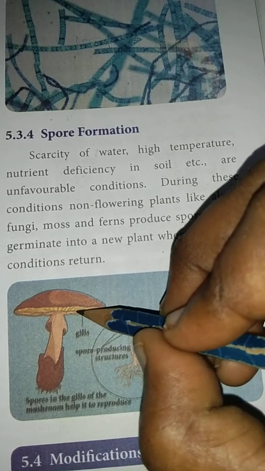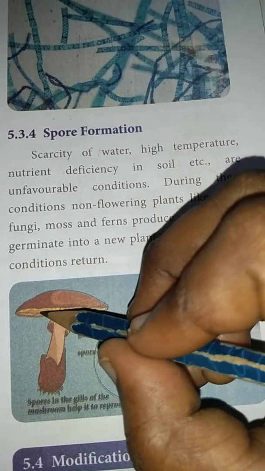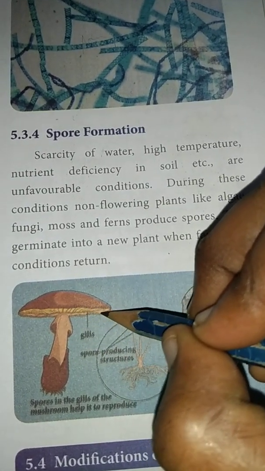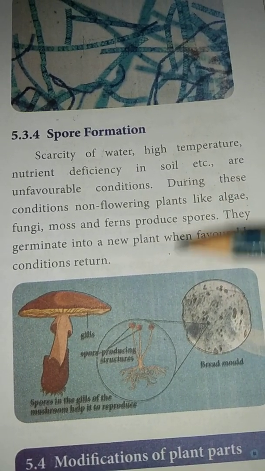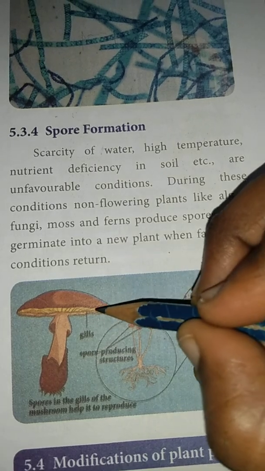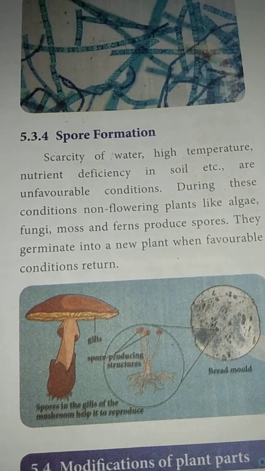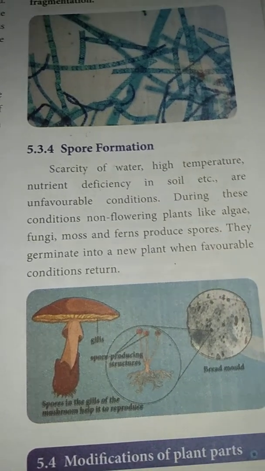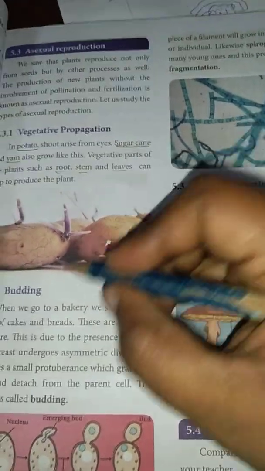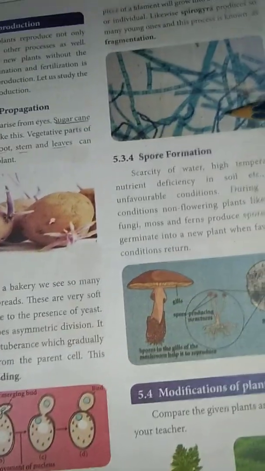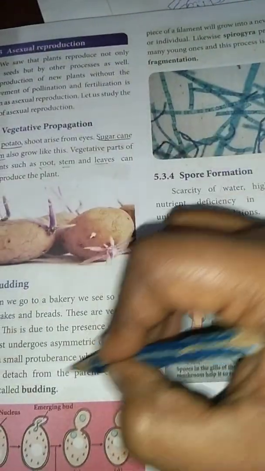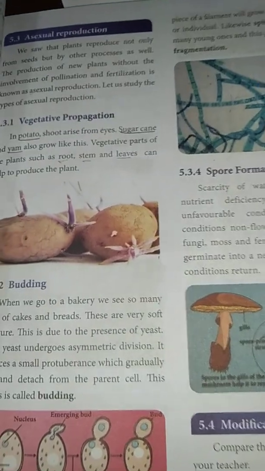Spores are black-colored, spot or seed-like structures. When the condition is favorable again, these spores start to grow. That is what we call spore formation. So, totally: vegetative propagation, budding, fragmentation and spore formation are all called asexual reproduction.